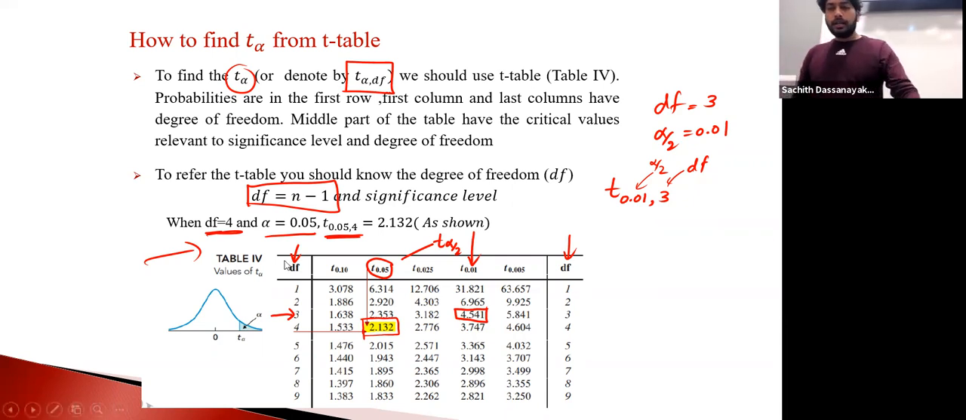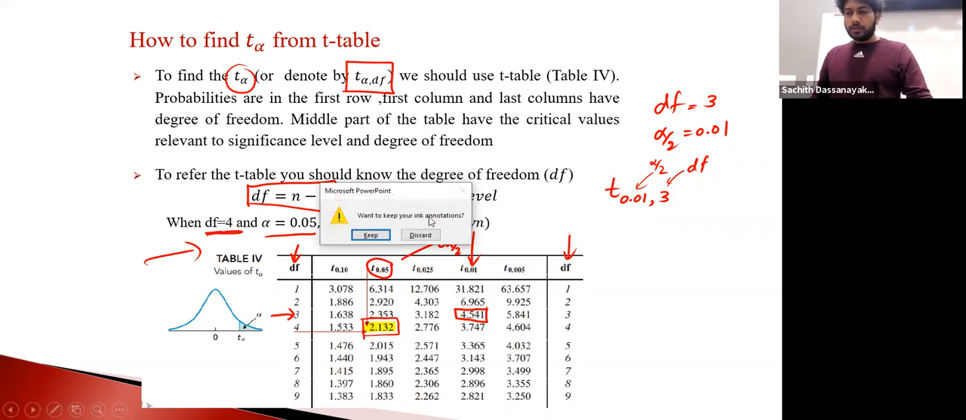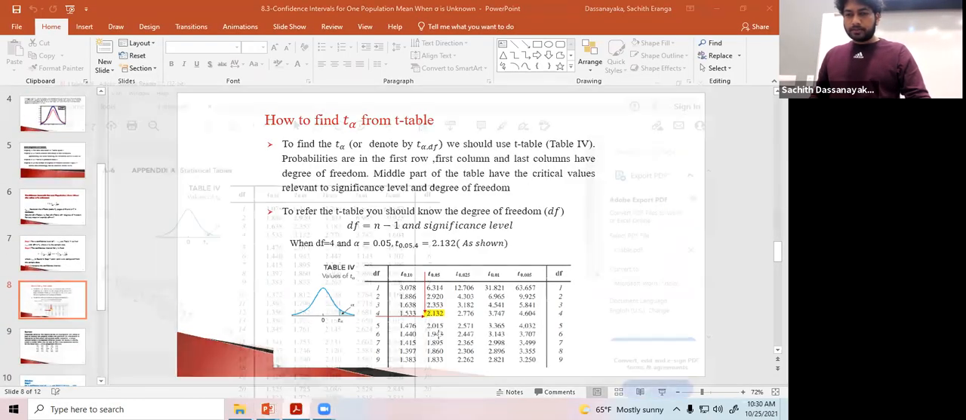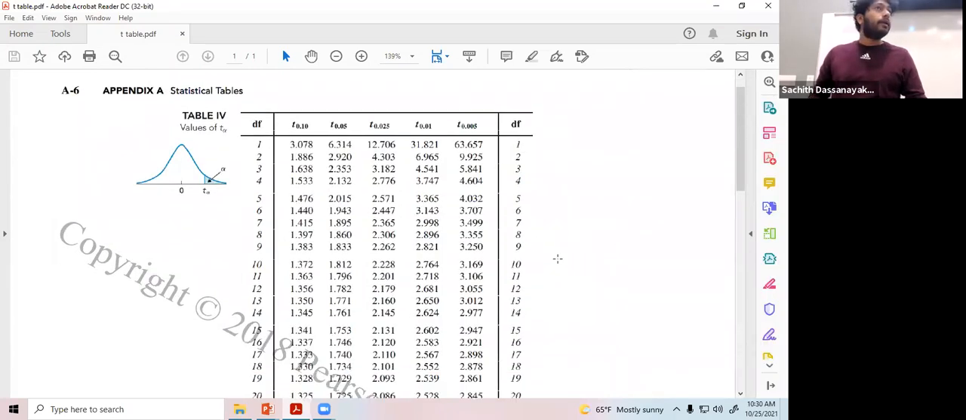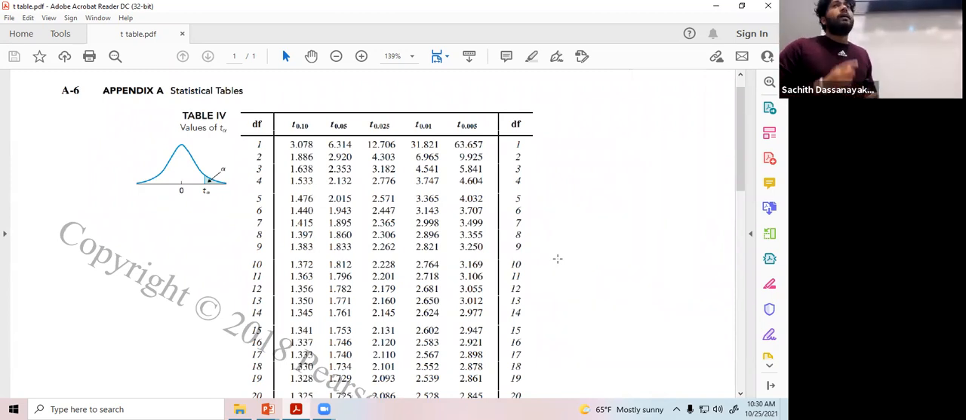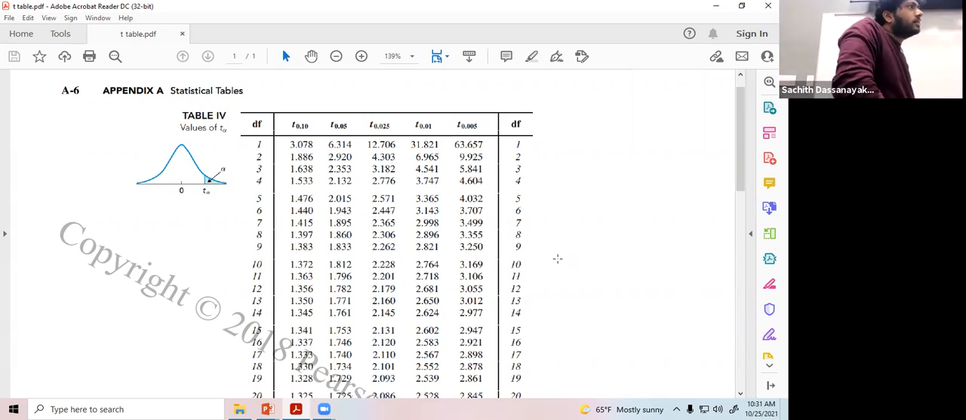One more thing. Let me show the real table. This is your T table. I think I already uploaded this one on the Blackboard. Please check the graph on the left hand side. You can see how they measure the area. In this case they measure the area to the right, not starting from the left side. Clear? To the right, this part, T alpha, this side.